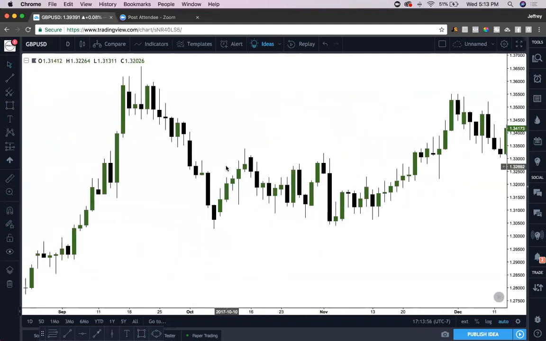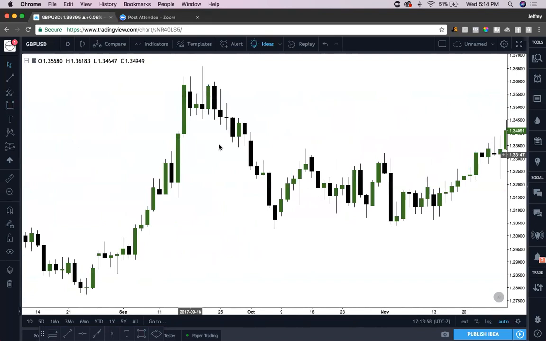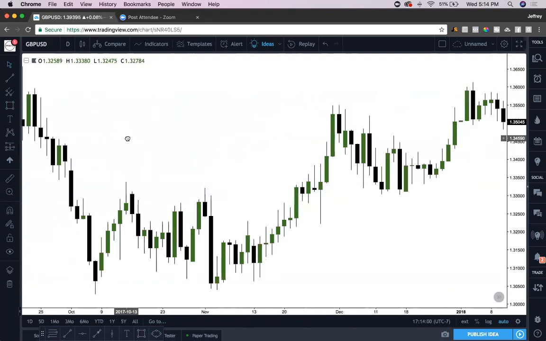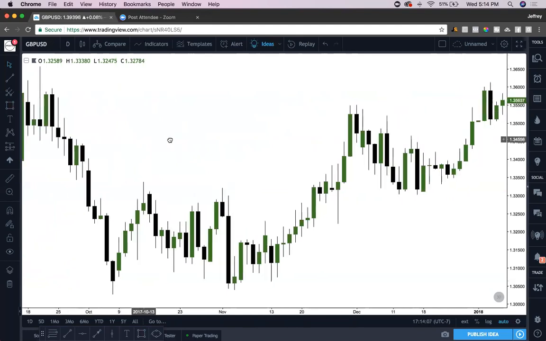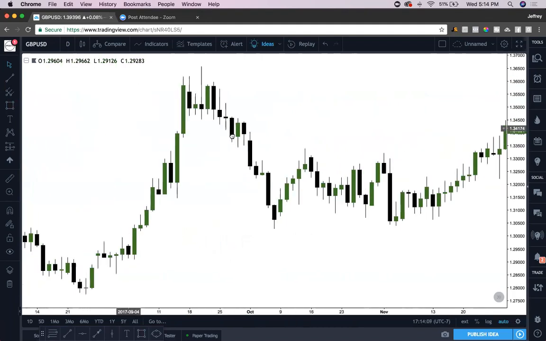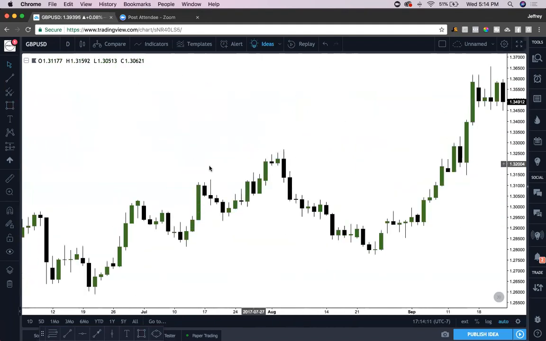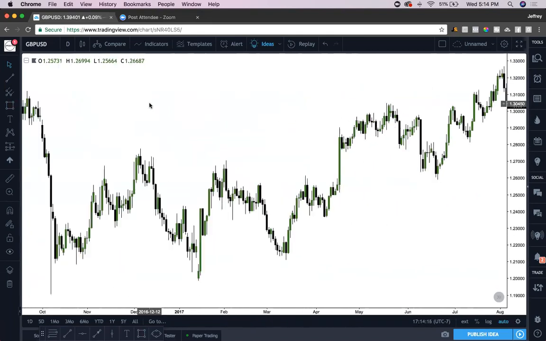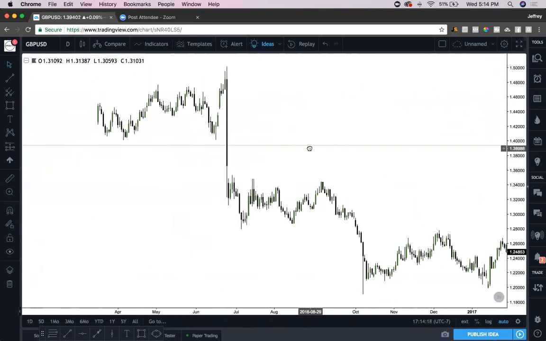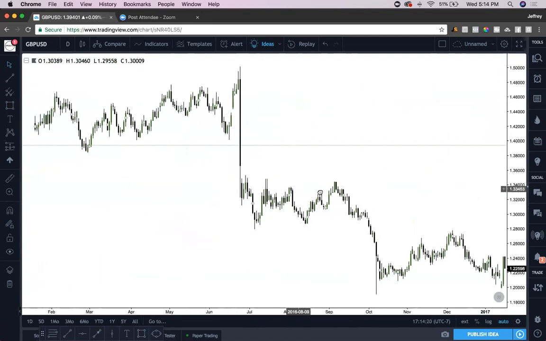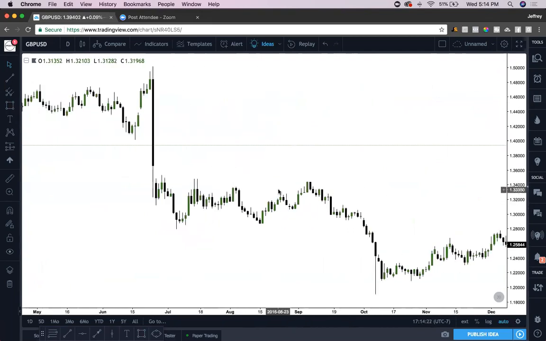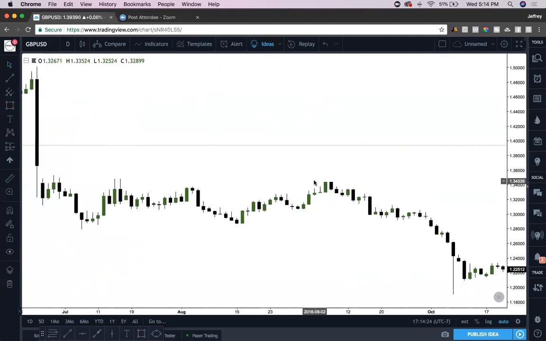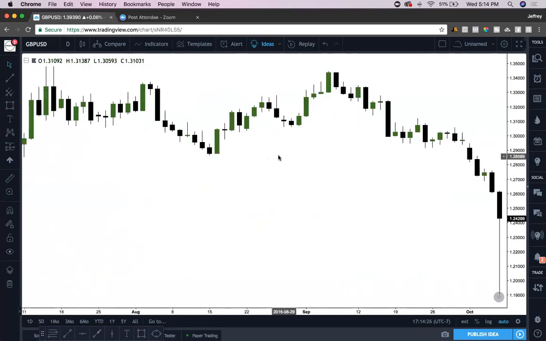All right, so let me find a good example and we'll look at it. All right. How to find the market when it's actually moving down. There we go. Okay.